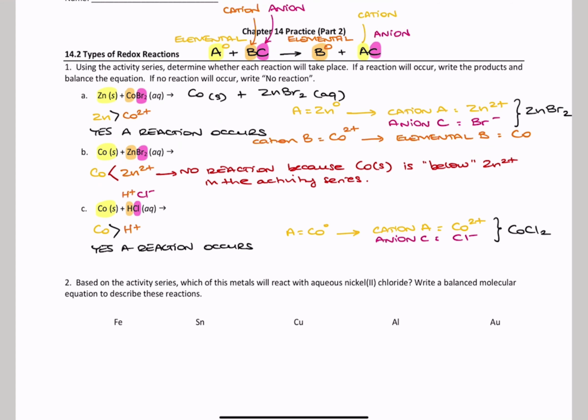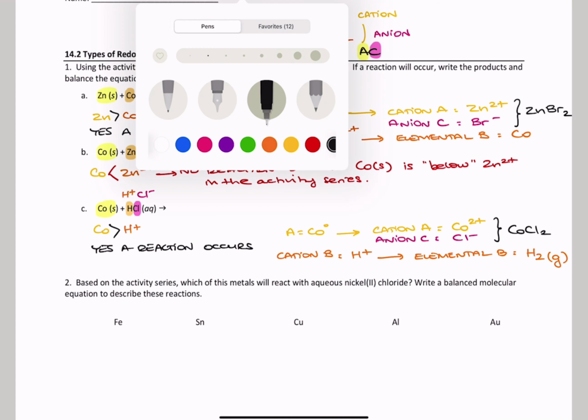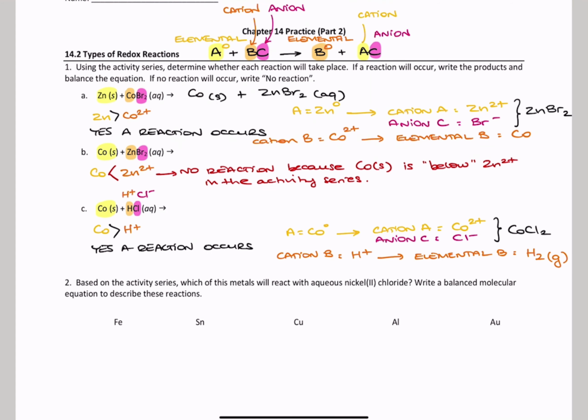The cation B is in this case H+. It will become elemental B. Elemental hydrogen, be careful, is H2. Okay, and H2 is in the gas state. You have to remember your 7 diatomic elements. So what we will be forming is cobalt 2 chloride, aqueous, and H2 gas.